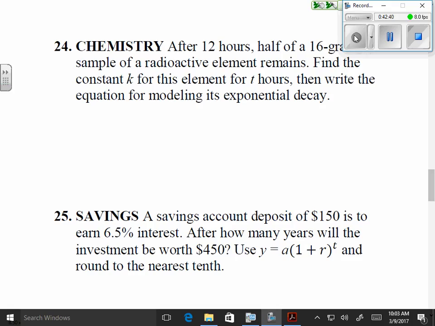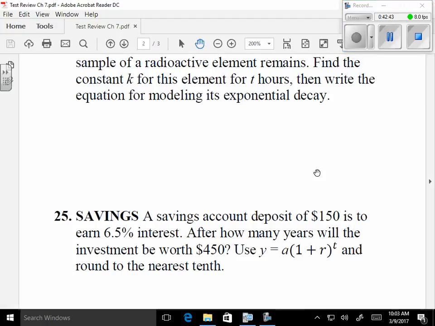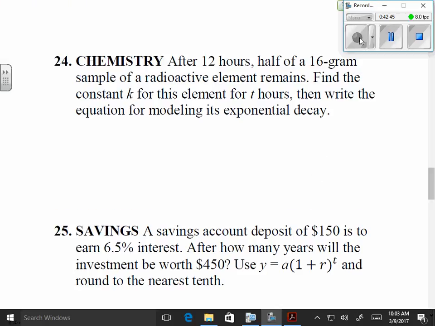For number 24, we're going to need to use the formulas from 7-8, the exponential growth and exponential decay formulas. We've got to decide if this is a growth or a decay. After 12 hours, half remains. Okay, half of it remains. So that means it's a decay. So that means we need to use f of x equal to a times e to the negative kt power formula.